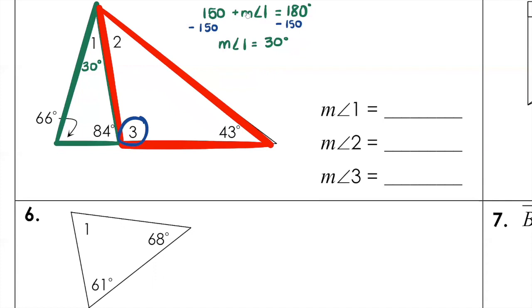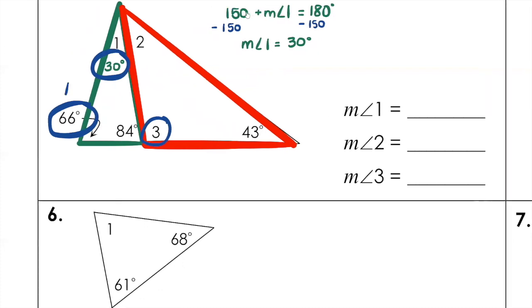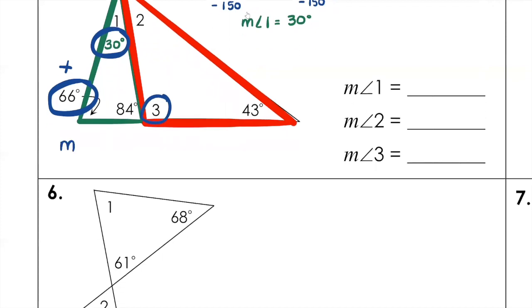So what does adjacent mean? Next to. So is 84 next to 3? Yep, so we can't use 84 because it's adjacent. We need the ones that basically aren't touching it. So we need 66 and 30. We're using the exterior angle here. So we know the measure of angle 3, which is an exterior angle, is exterior for which triangle? Outside the green one.